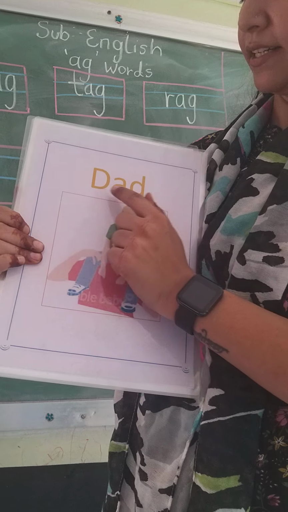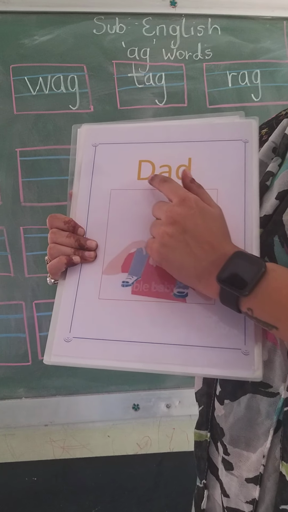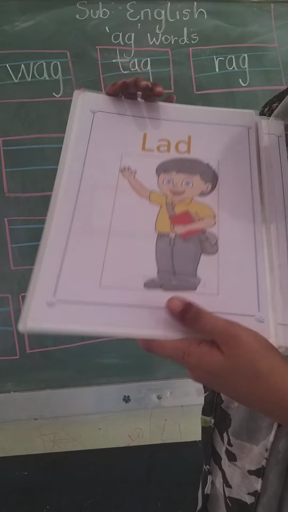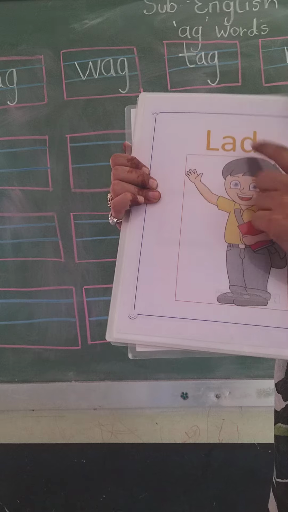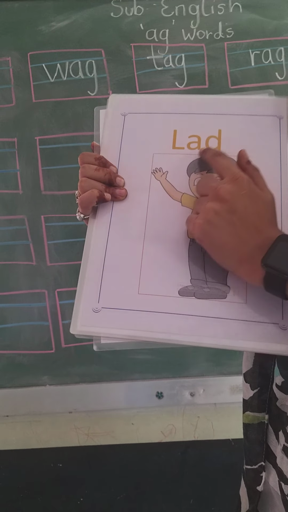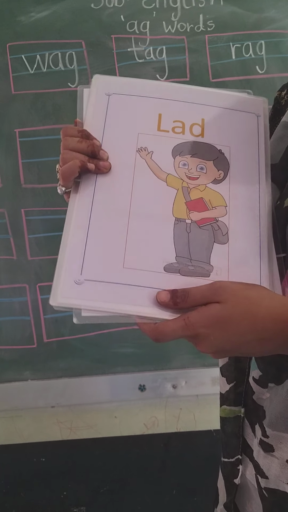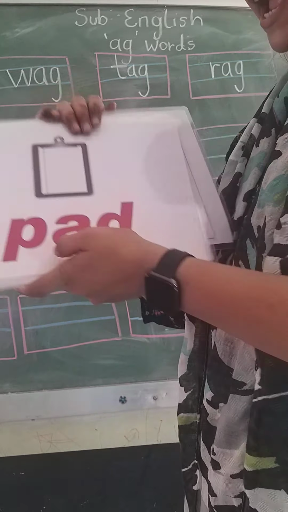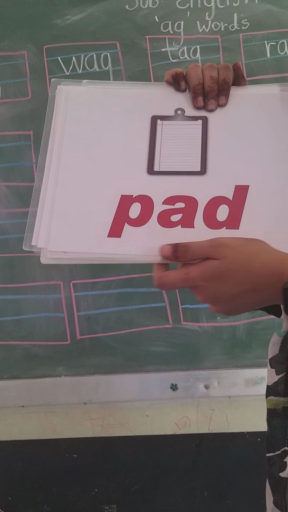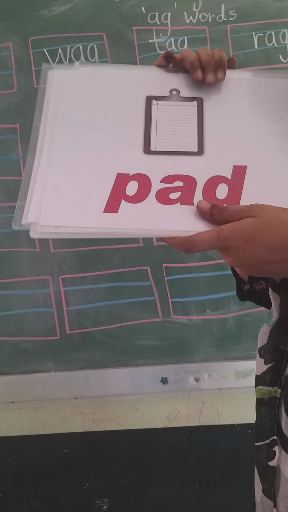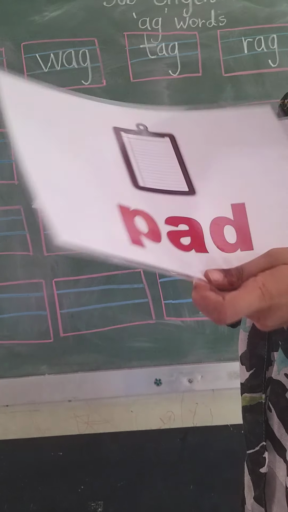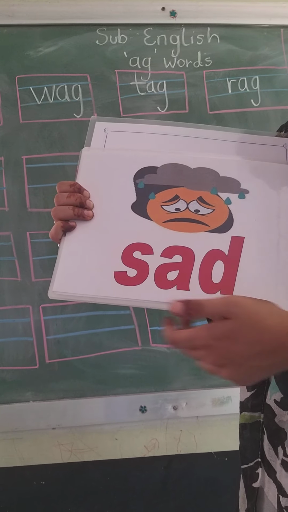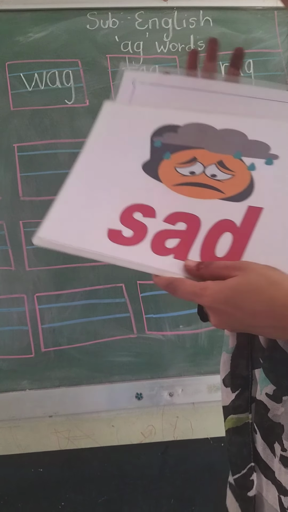D-ad, dad. Dad means father. L-ad, lad. Lad means boy. P-ad, pad. Pad means which we write. S-ad, sad. Sad means sad face.